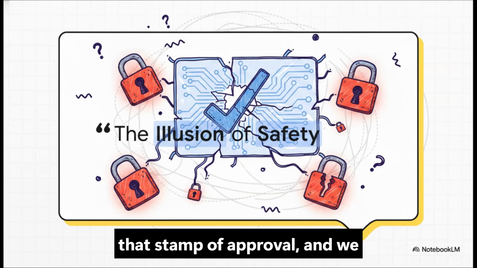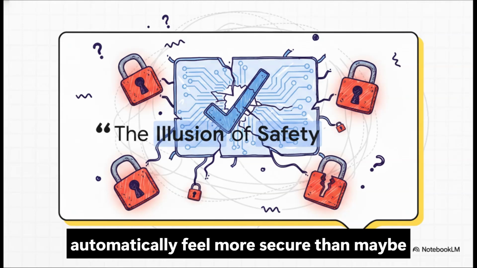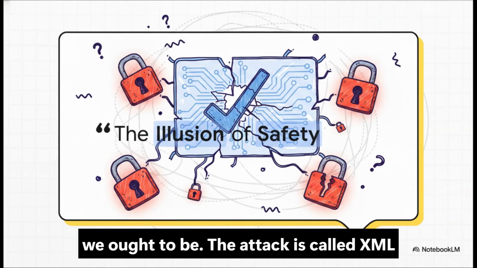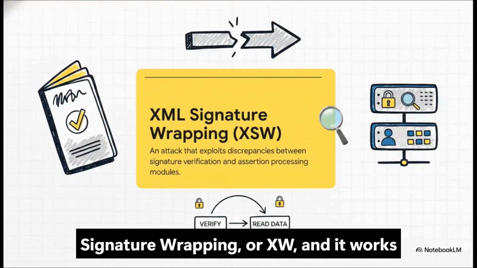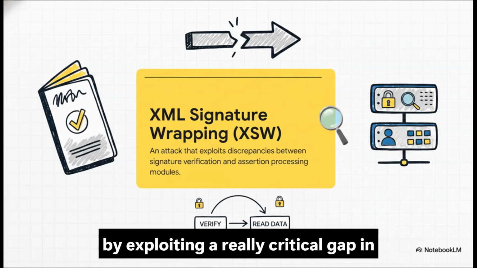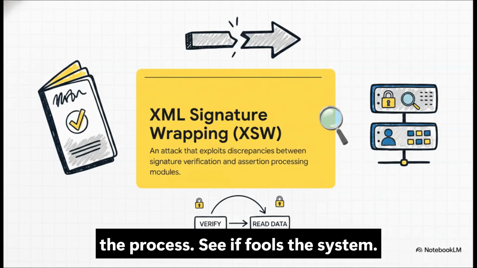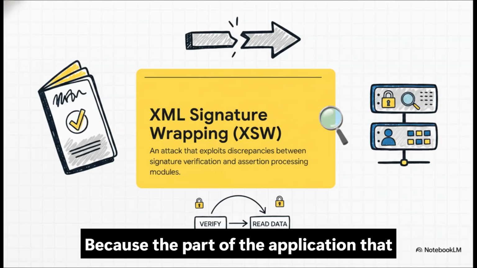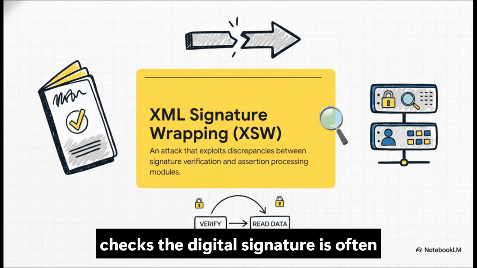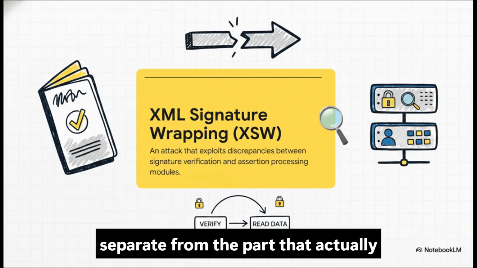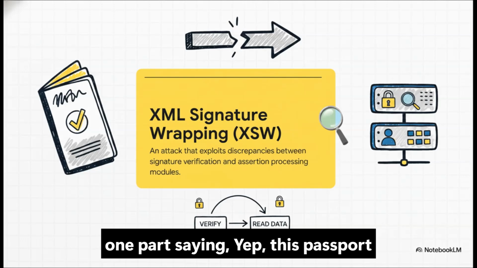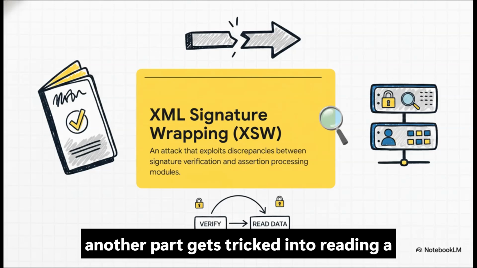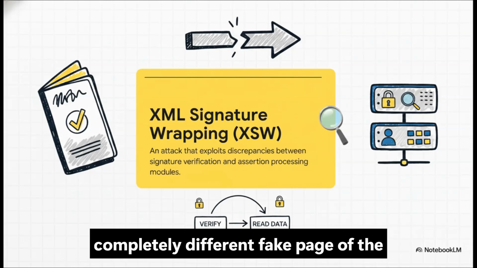But as researchers have pointed out, this can create a really deceptive illusion of safety. We see that signature, we see that stamp of approval, and we automatically feel more secure than maybe we ought to be. The attack is called XML Signature Wrapping, or XSW, and it works by exploiting a really critical gap in the process. See, it fools the system because the part of the application that checks the digital signature is often separate from the part that actually reads the user's information. So you have one part saying, yep, this passport signature looks totally valid, while another part gets tricked into reading a completely different fake page of the passport.